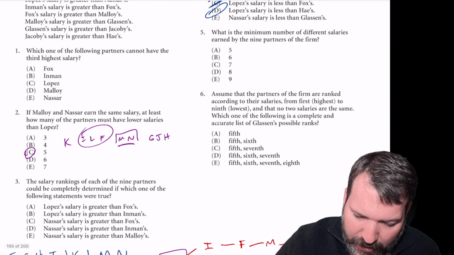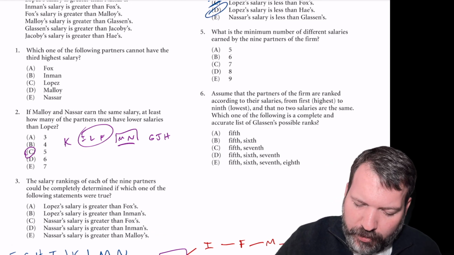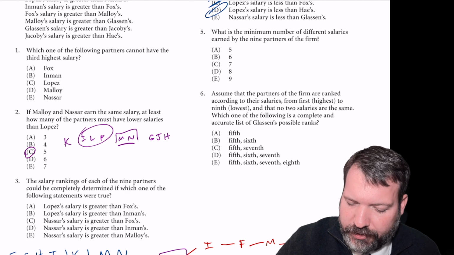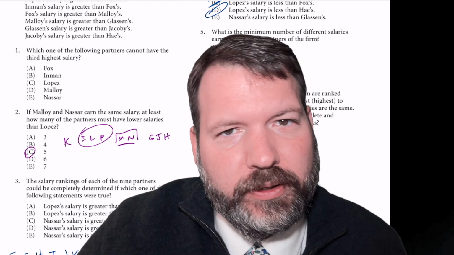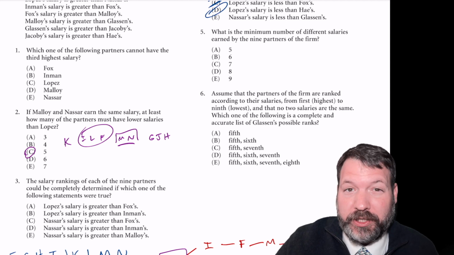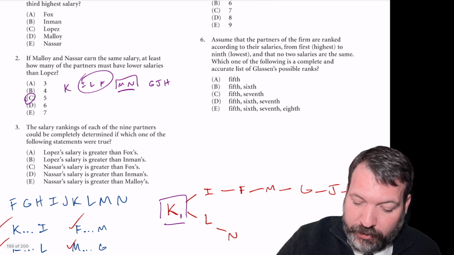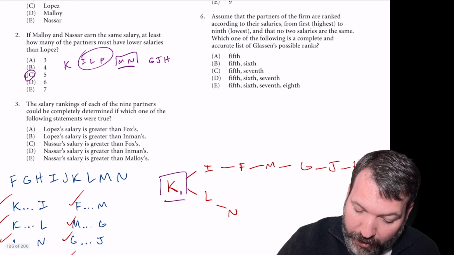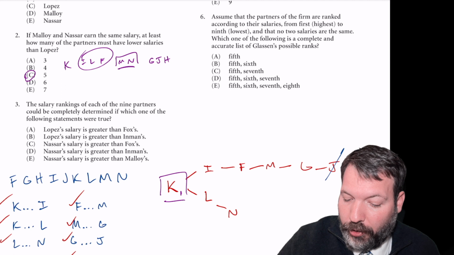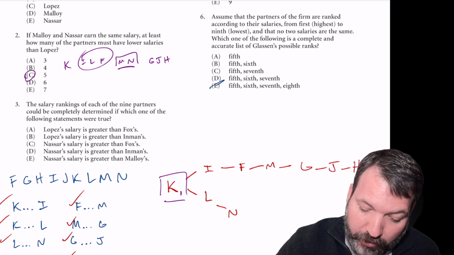I believe number 6 is maybe also a specific question. Assume that the partners of the firm are ranked according to their salaries from 1st to 9th. That's not nice. And that no 2 salaries are the same. Okay, so now we're getting the traditional interpretation of a range game. Which one of the following is a complete and accurate list of G's possible ranks? Well, G can't possibly go 8th or 9th. So anything where 8 and 9 is on the list I can get rid of. So I can cross off E.